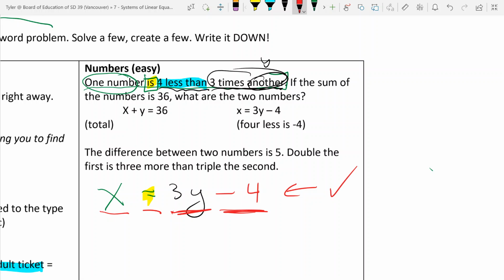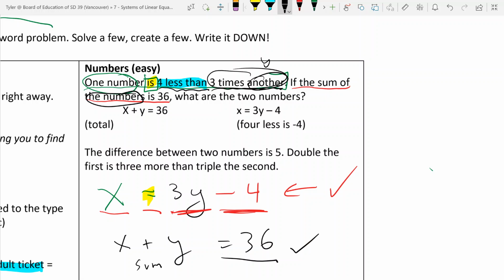Cool, equation 1. Equation 2 says, if the sum of the numbers is 36. So I'm like, whoa, okay, hold on. So we know that the sum was 36. So the sum is 36. Sum means add. And it said the numbers, so I know the numbers are x and y. Now I have my second equation. This was the easy one in this case. And that's it. Now that they have the two equations, I can solve using substitution or elimination.